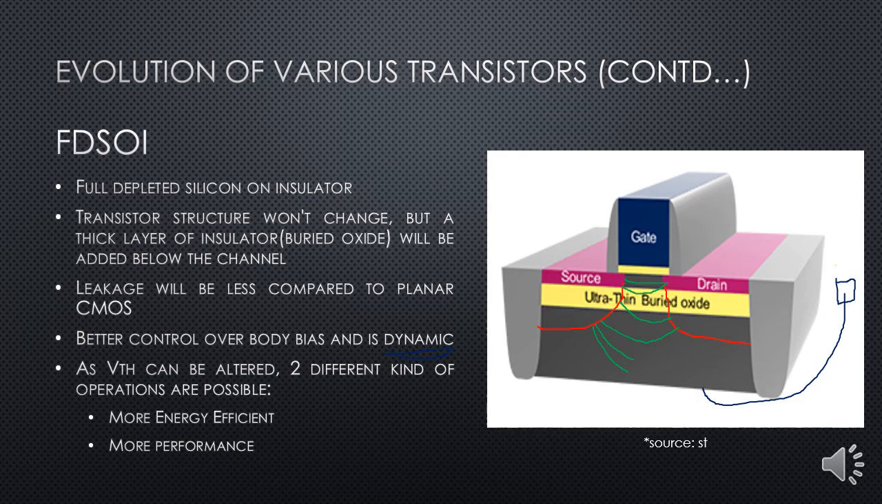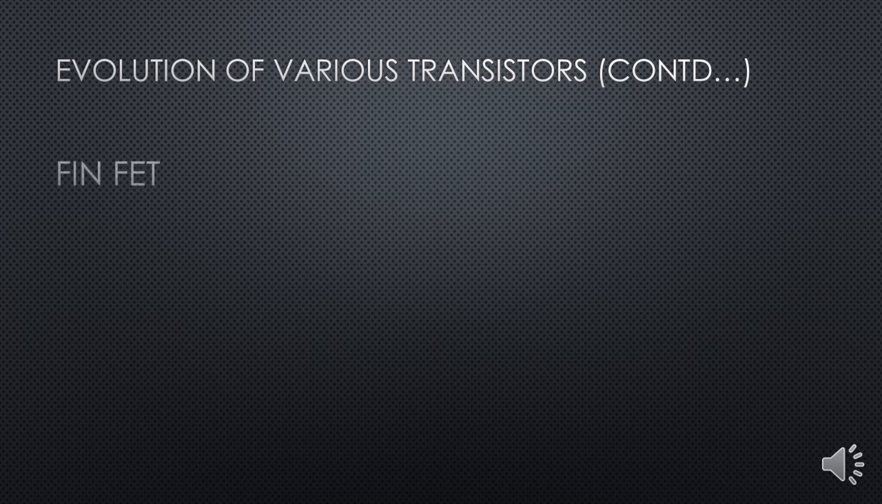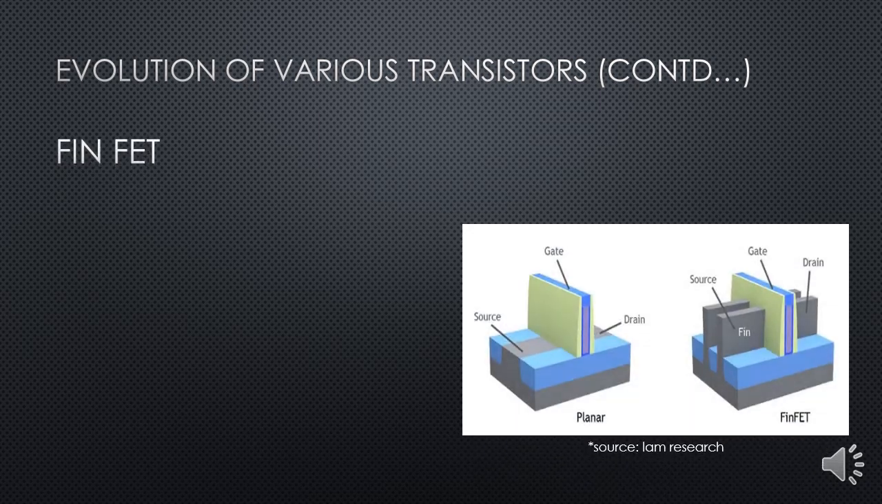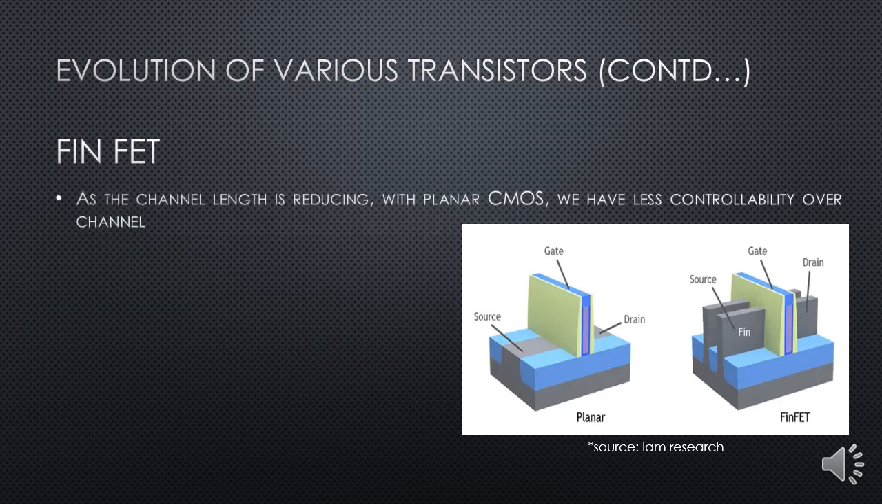So let's see what it is. It is nothing but FinFET, the fin field effect transistor. I have put the planar CMOS and the FinFET side by side, so you can correlate the basic difference between them. Both of them are cross-sectional views. The planar CMOS is the horizontal one, with a horizontal channel, as I said to you.